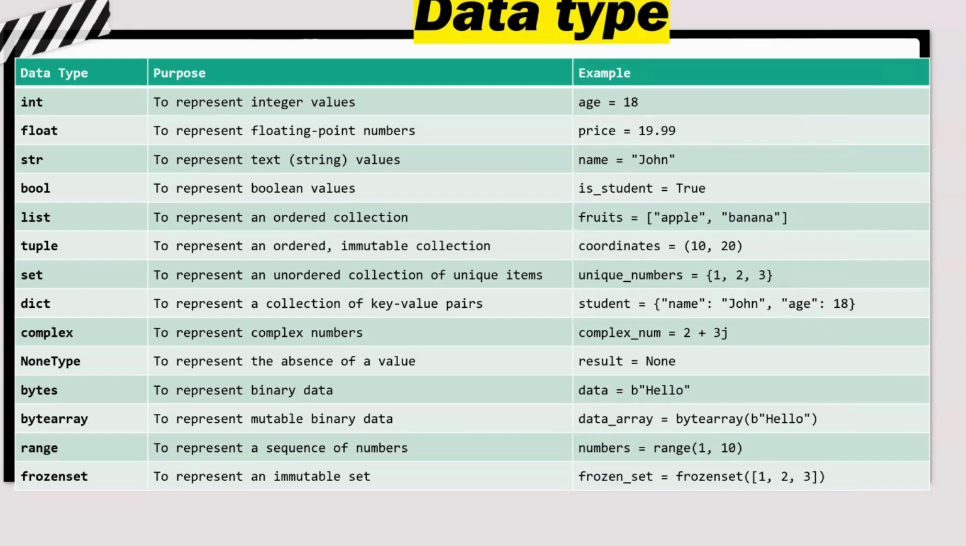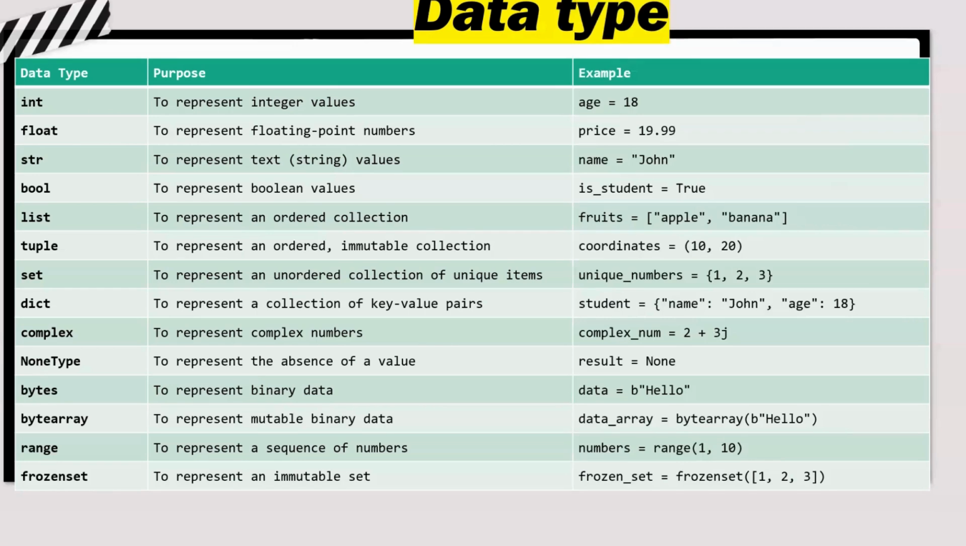String: to represent text values, name = John. Then bool: to represent boolean values, is_student = True. List: to represent an ordered collection, like fruits = apple and banana. For example, we can take a shopping list, so it will also help in a shopping list.